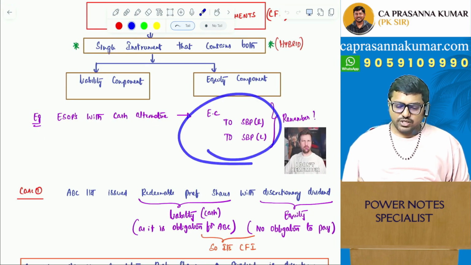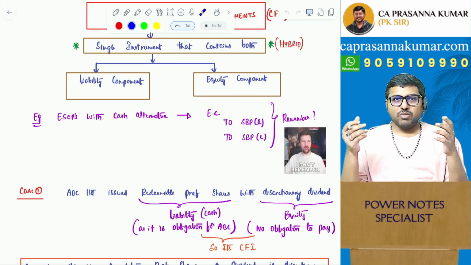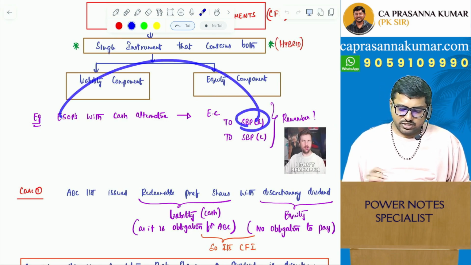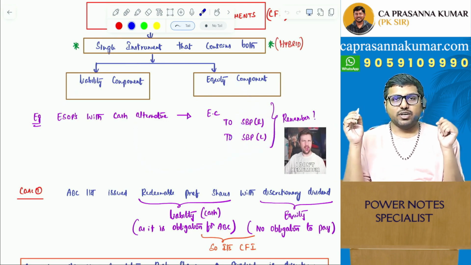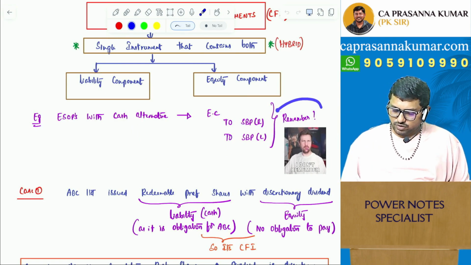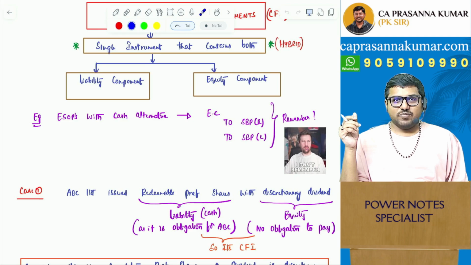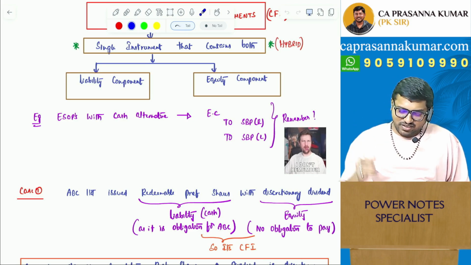This entry also we used to put employee benefit expenses debit to SBP reserve, SBP liability. SBP reserve is for ESOPs, SBP liability is for cash alternative. You remember that? You remember or you don't remember? That's why I put in this GIF over here. You remember that? Okay, okay. So here, all these guys, they do remember.